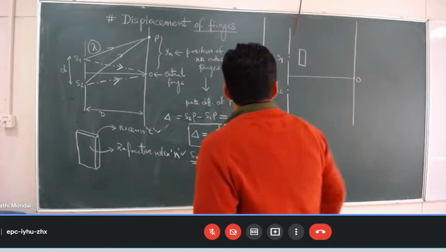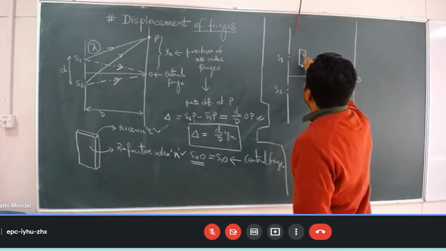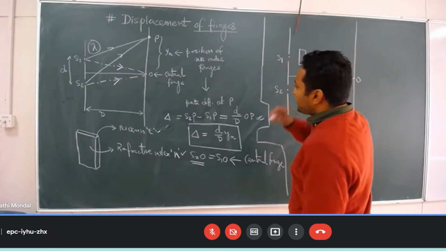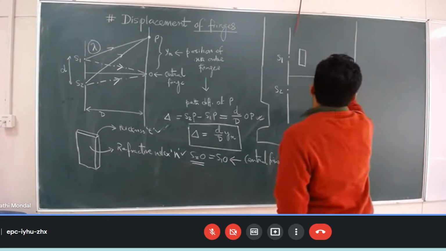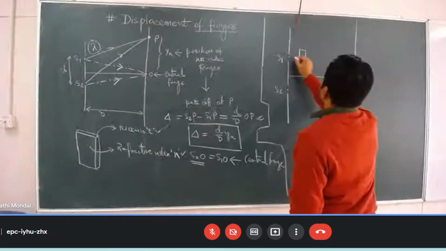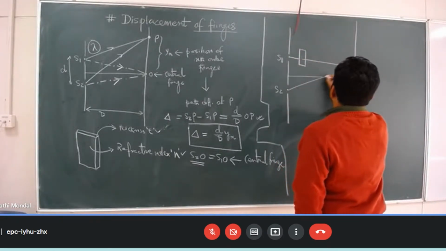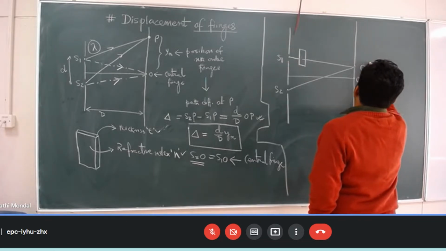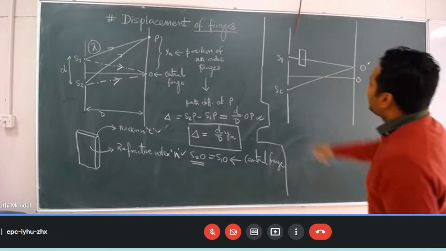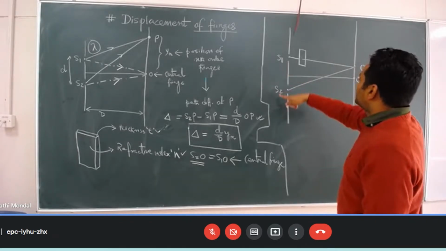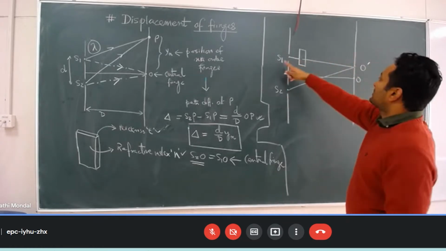But since some part of the light will travel through the thickness T, then what will happen? The central fringe, which was supposed to stay here, will now move to some point here. The central fringe will move from O to O dot, because now the optical path S2O is not equal to S1O, but S2O dot equals S1O dot.